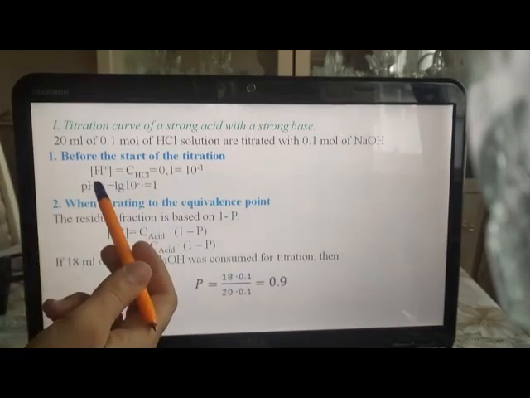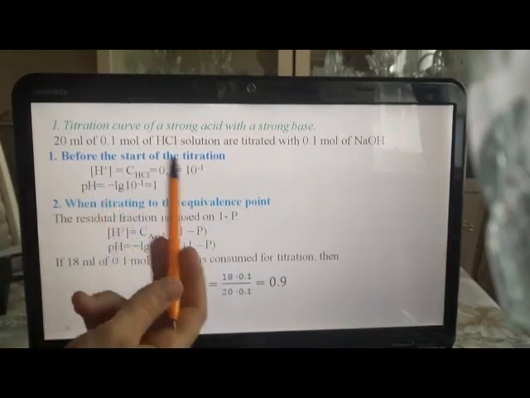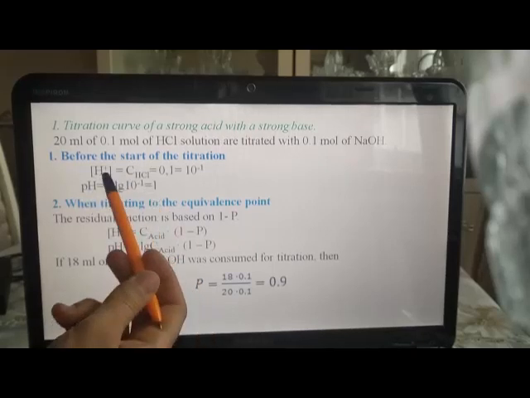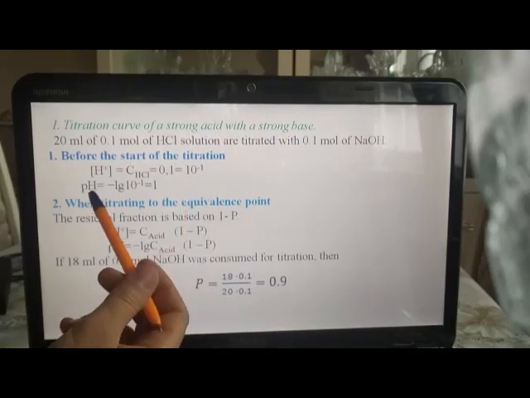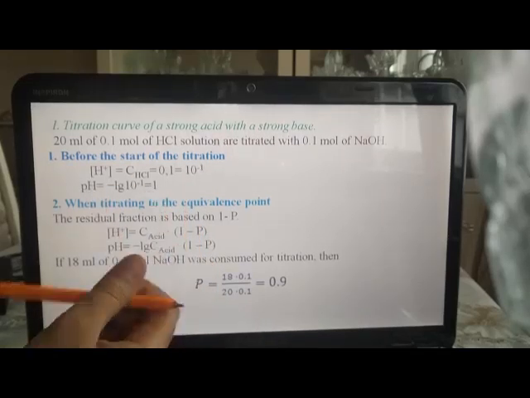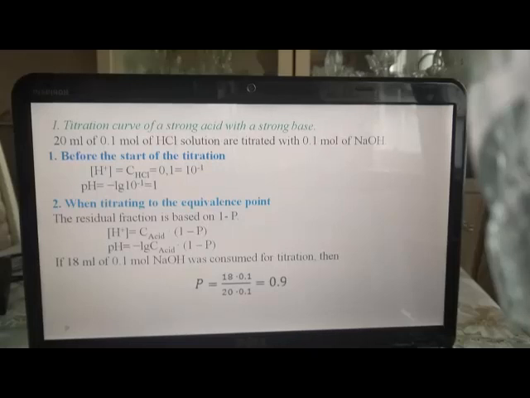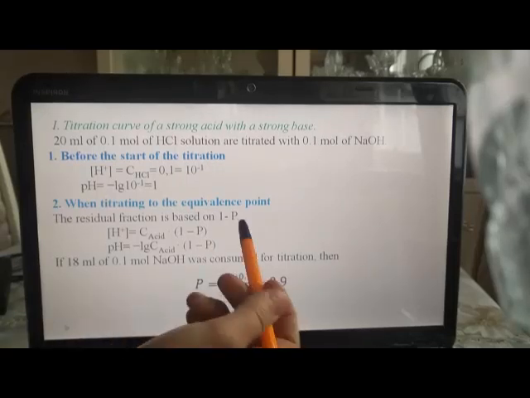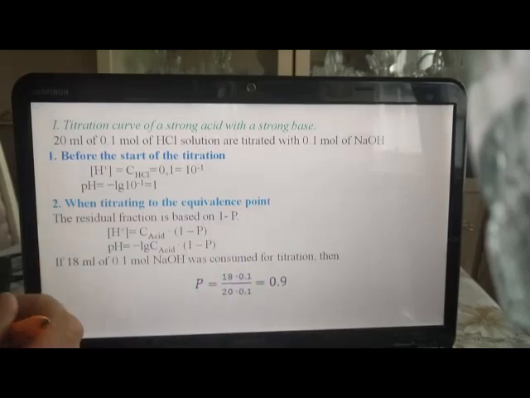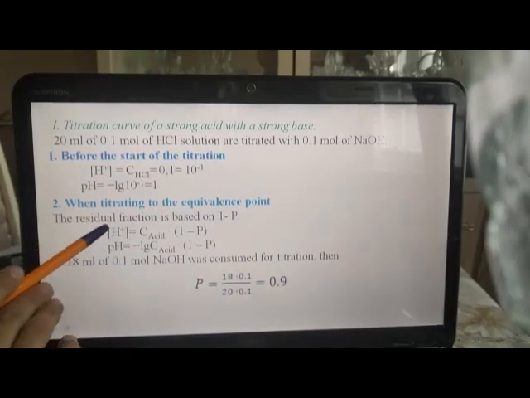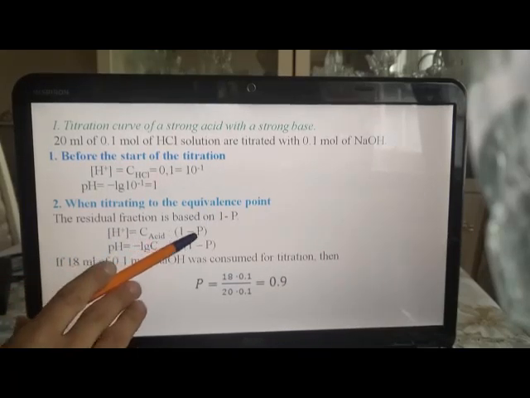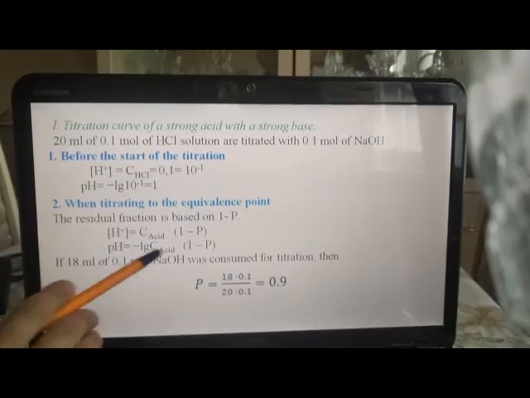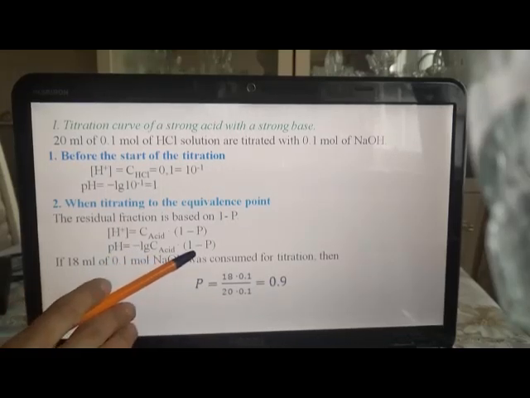Before the start of the titration, the concentration of hydrogen protons is equal to 10 to the minus 1, so pH is equal to 1. When titrating up to the equivalence point, the residual fraction is based on 1 minus P, and the concentration of hydrogen protons is equal to the concentration of acid multiplied by 1 minus P. pH is equal to the negative logarithm of the concentration of acid multiplied by 1 minus P.